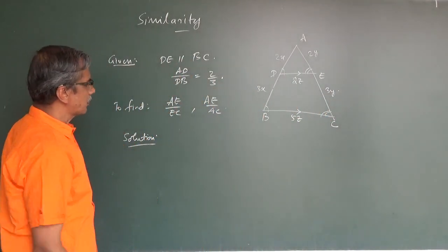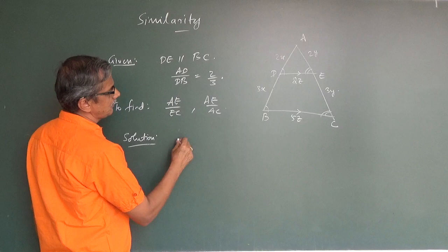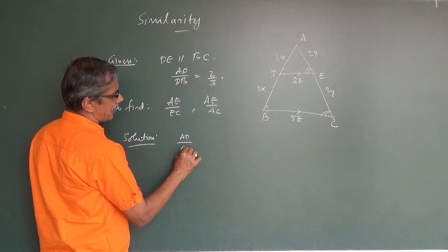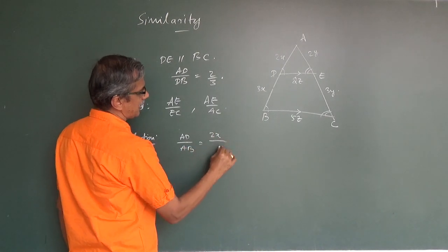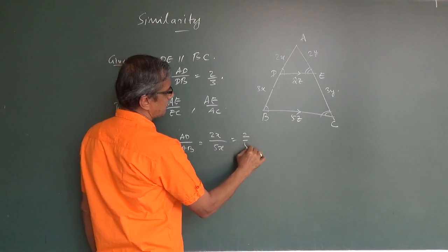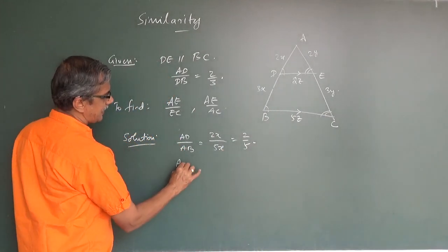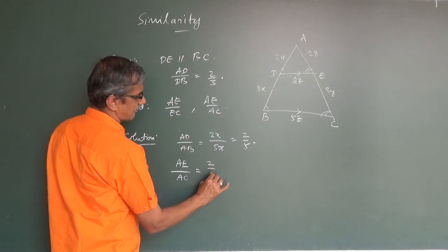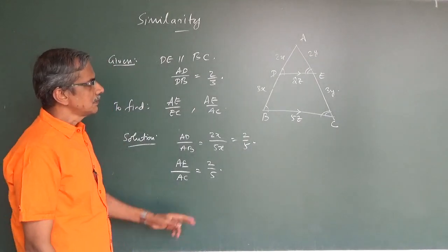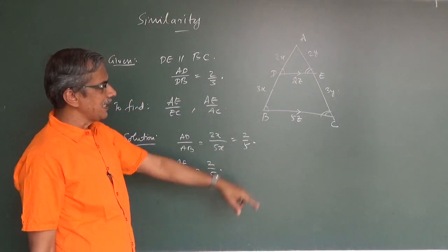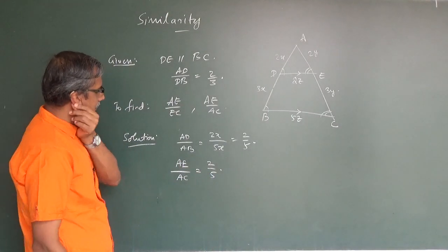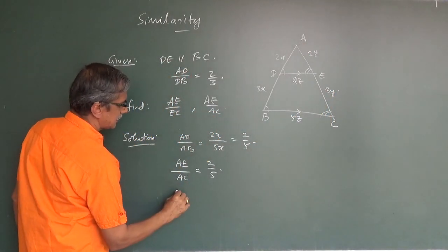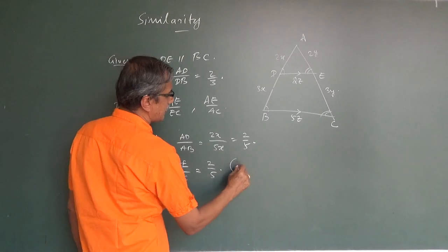Without using basic proportionality theorem, you can write it like this. That is AD by AB will be equal to 2x by 5x, which is equal to 2 by 5. Now AE by AC is also equal to 2 by 5. Then that means AE by EC is also equal to 2 by 3, because if this is 2y and total is 5y, this has to be 3y.